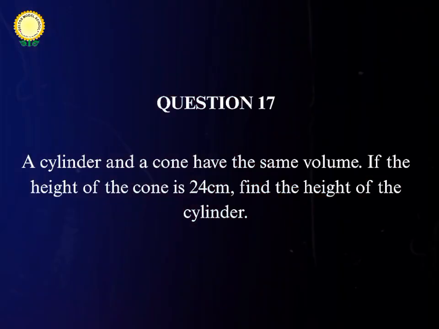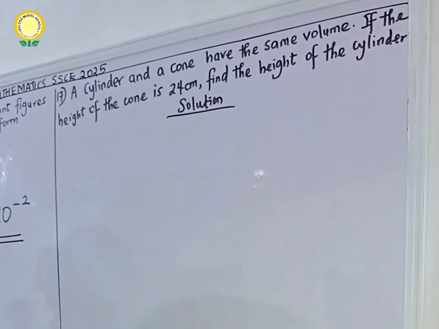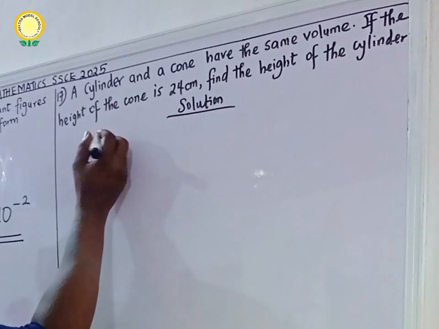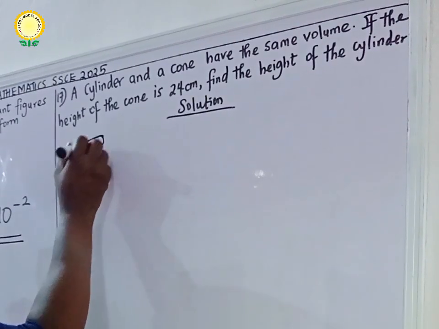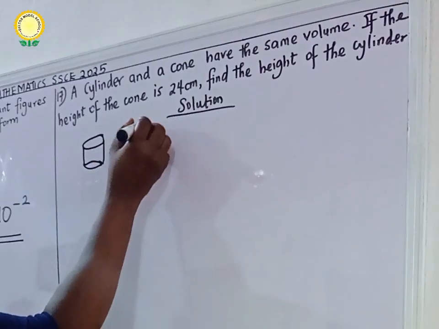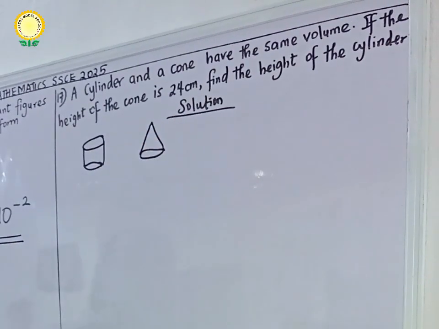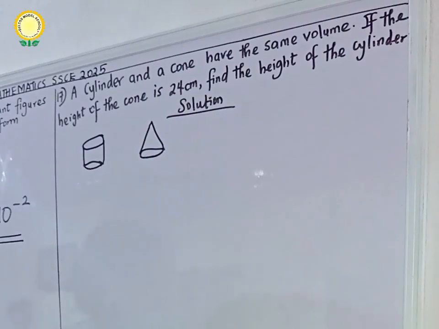Question 17. A cylinder and a cone have the same volume. If the height of the cone is 24 centimeter, find the height of the cylinder. I told you earlier that you should always draw your diagrams to be on the safer side. So we have the cylinder, and then we have the cone. And we are told that they have the same volume. It means they can contain the same quantity of liquid when they are enclosed.